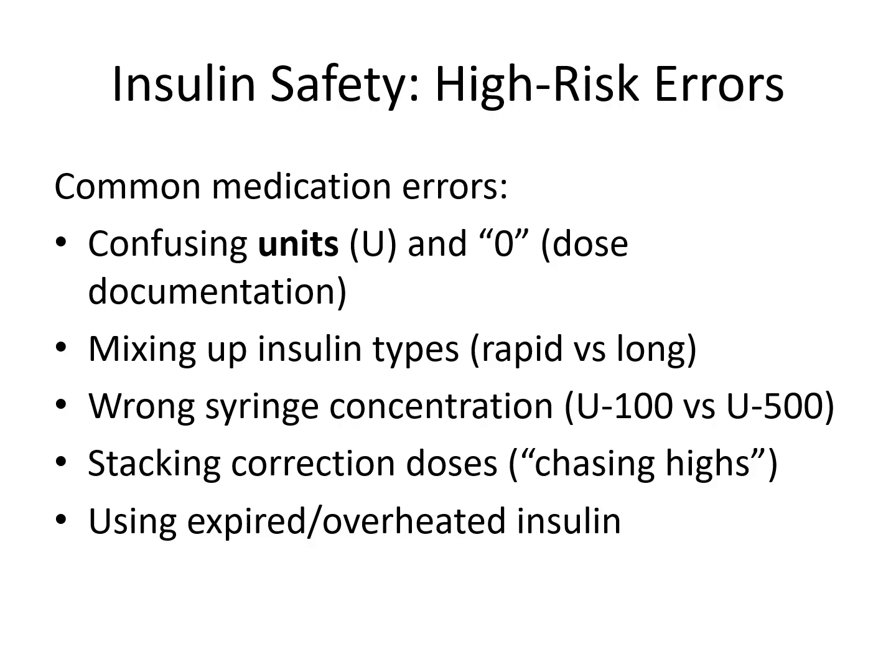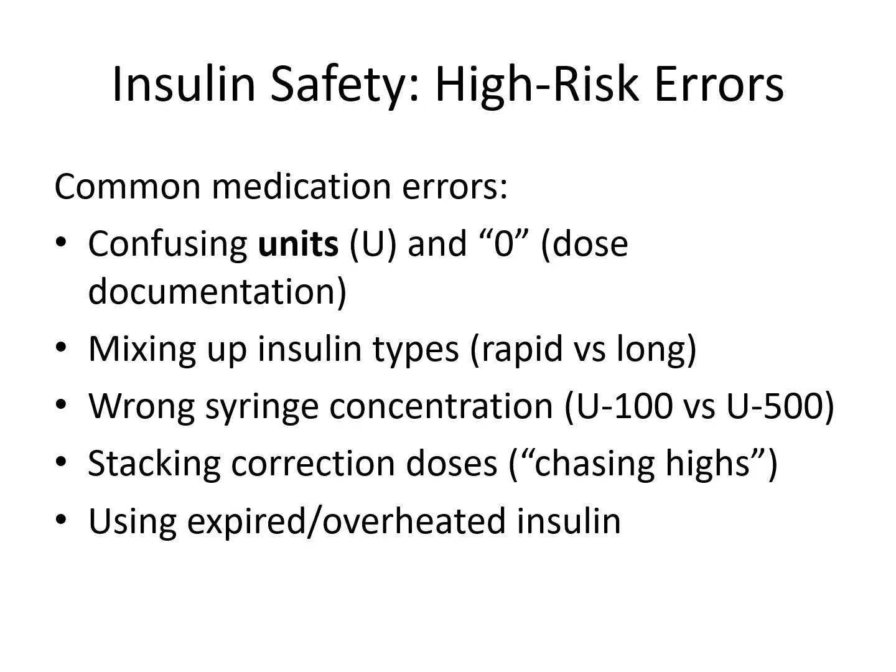Another major error is mixing up insulin types, especially rapid acting and long acting. Giving rapid acting instead of basal or vice versa can result in severe hypoglycemia or uncontrolled hyperglycemia. We have to pay attention to the syringe concentration, particularly U100 versus U500 insulin. Using the wrong syringe or misunderstanding the concentration can lead to obviously a 5-fold dosing error.